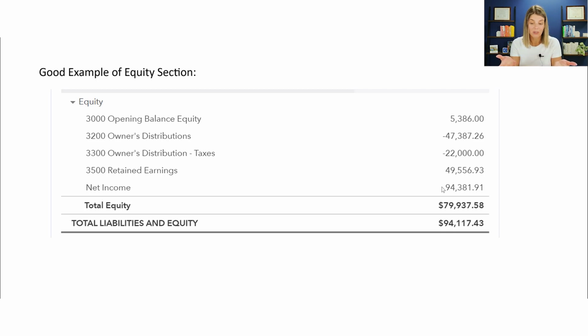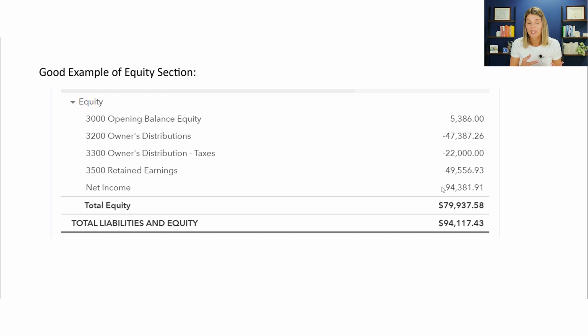Okay, so that's what you can think of when you see that. Now you might see this called owner's draw. Distribution, draw, same thing, okay? And then you might also see this called shareholders distribution or shareholders draw. Same thing as well, just if you are a sole proprietor or an LLC, you don't have shares in your business, so it's just kind of a terminology thing.